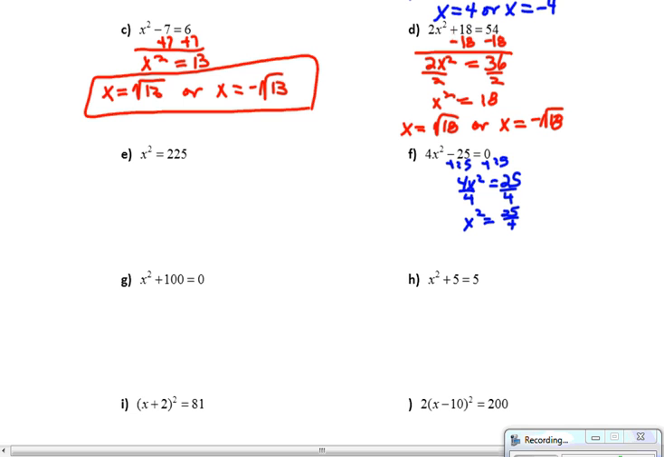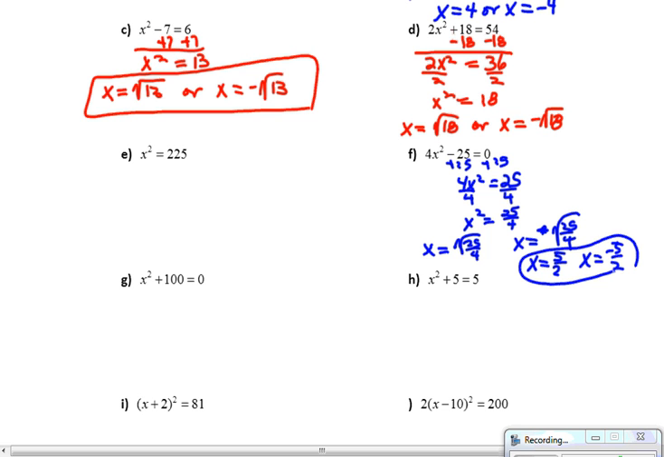I'm going to take the square root of both sides, and that's going to give me that x is equal to the square root of 25 fourths, or x is equal to the negative square root of 25 fourths. I know the square root of 25 fourths because the square root of 25 is 5, and the square root of 4 is 2. So that's 5 halves and negative 5 halves for my answer.